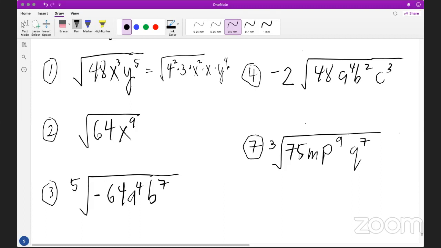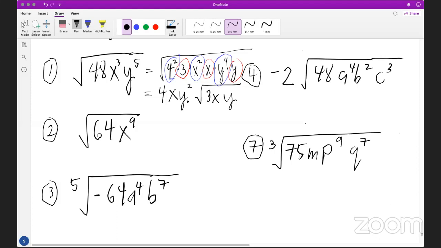Okay, so what can we take out of here? That would be this, this one and this one. Square root of 4 squared, that's equal to 4. Square root of x squared, that's equal to x. Square root of y raised to 4, so 4 divided by 2, that's equal to y squared. Times, what are the ones left? 3, x, and y. So 3, x, y.